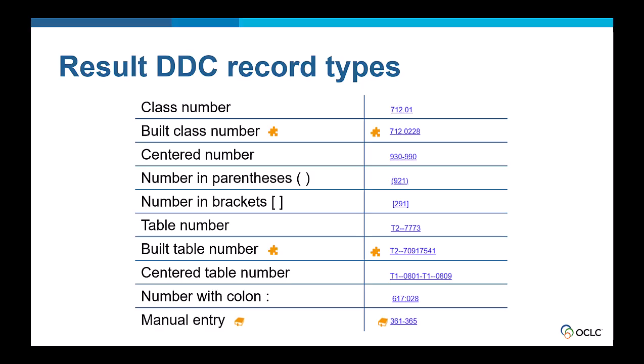Table number from tables 1 to 6. Built table number with an icon in front. Centered table entry, representing a range of numbers. Table notation to be added to a class number. And manual entry with an icon in front.